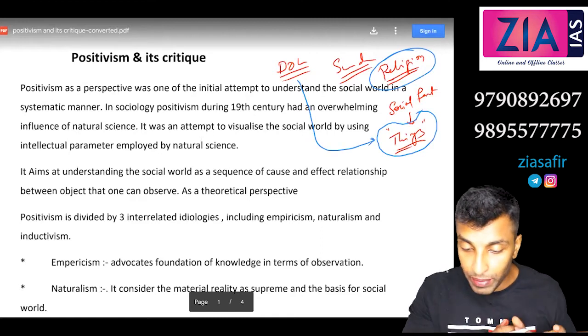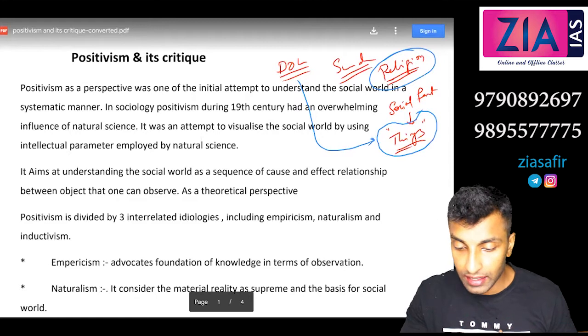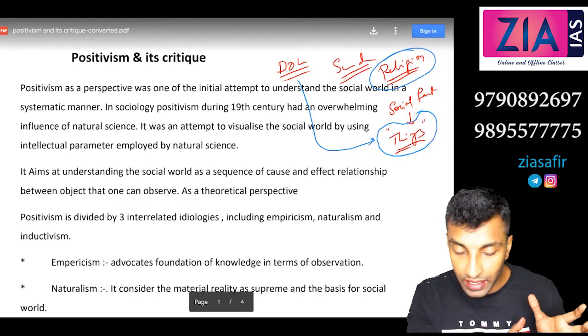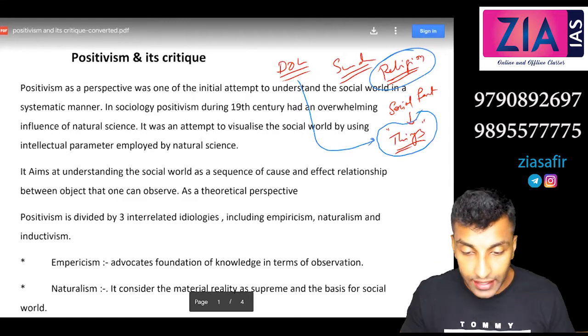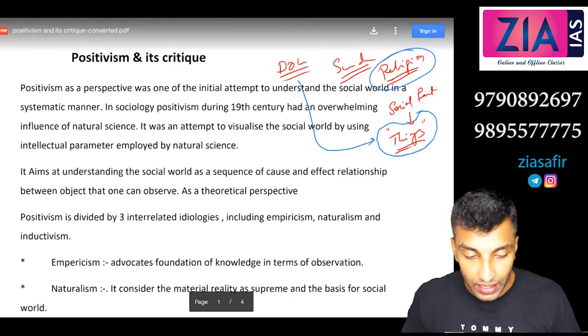But what Max Weber, who is a non-positivist, will say is that social facts are not pebbles on the beach to go and pick like things. It is exactly opposite. That is what we are saying here.